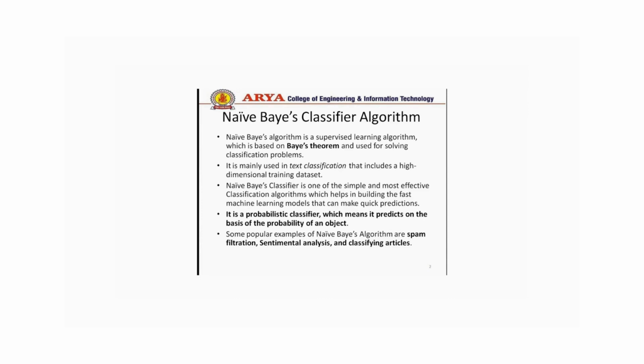Generally, it is used in text classification, which includes a high dimensional training dataset. It is a probabilistic classifier, which means it predicts on the basis of the probability of an object. As we know, classification problems are based on categories or categorical data, so we consider probabilities. Some popular examples of naive-Bayes algorithms are spam filtration, sentiment analysis, classifying articles, etc.